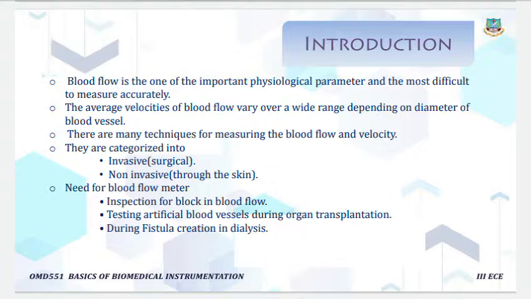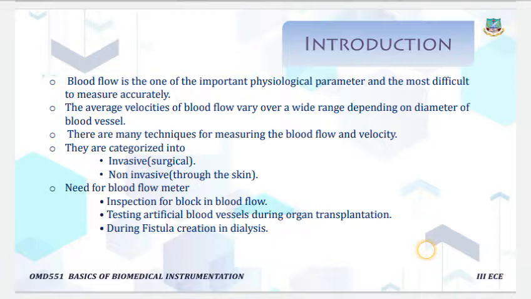There are many techniques for measuring blood flow and velocity. They are categorized into invasive and non-invasive. To measure blood flow and velocity, there are various methods. They are categorized into invasive, that is surgical measurement, and non-invasive, that is through the skin. These are the two types of measurement.